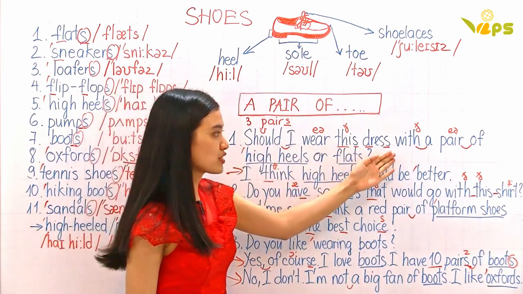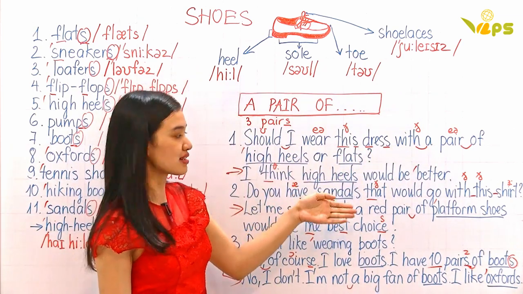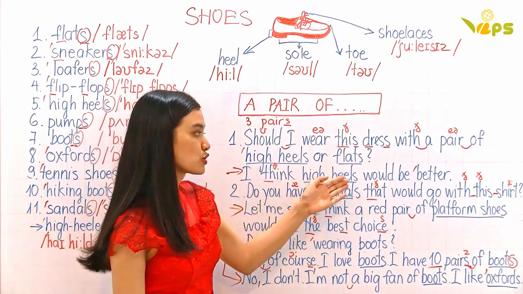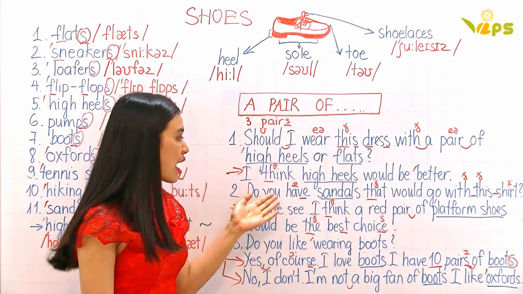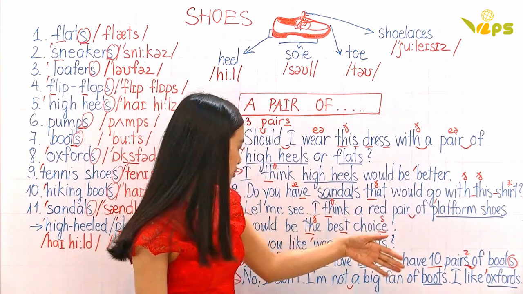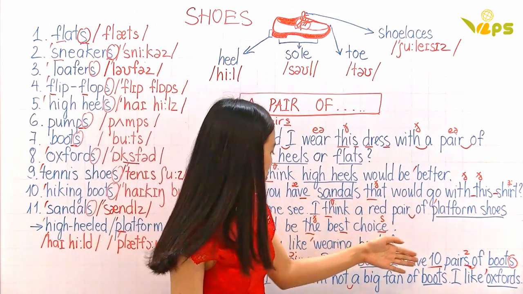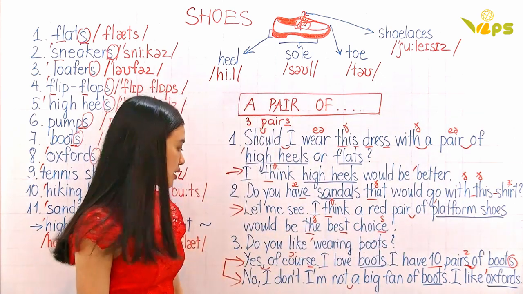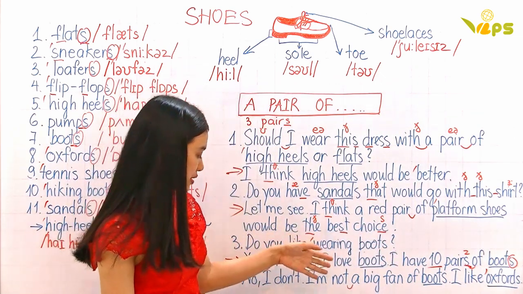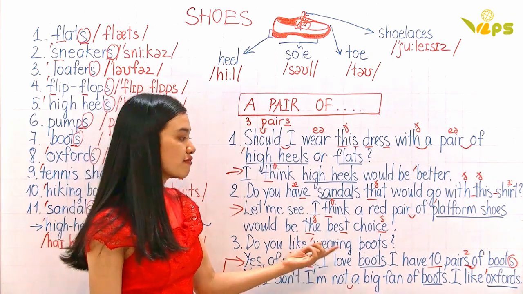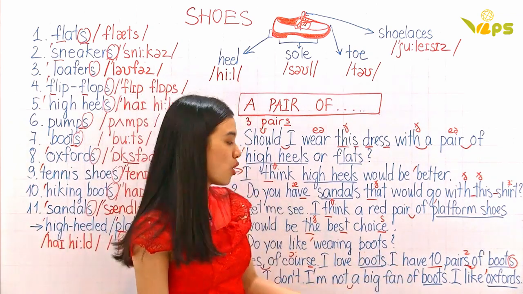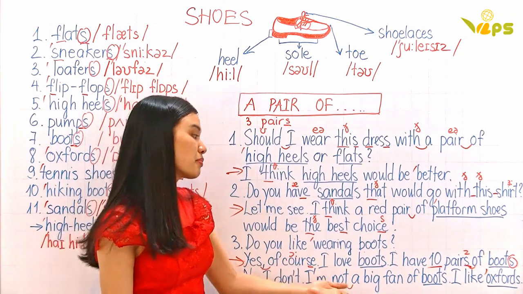Now, one more time. Should I wear this dress with a pair of high heels or flats? I think high heels would be better. Do you have sandals that would go with this shirt? Let me see. I think a red pair of platform shoes would be the best choice. Do you like wearing boots? Yes, of course. I love boots. I have 10 pairs of boots. Or no, I don't. I'm not a big fan of boots.